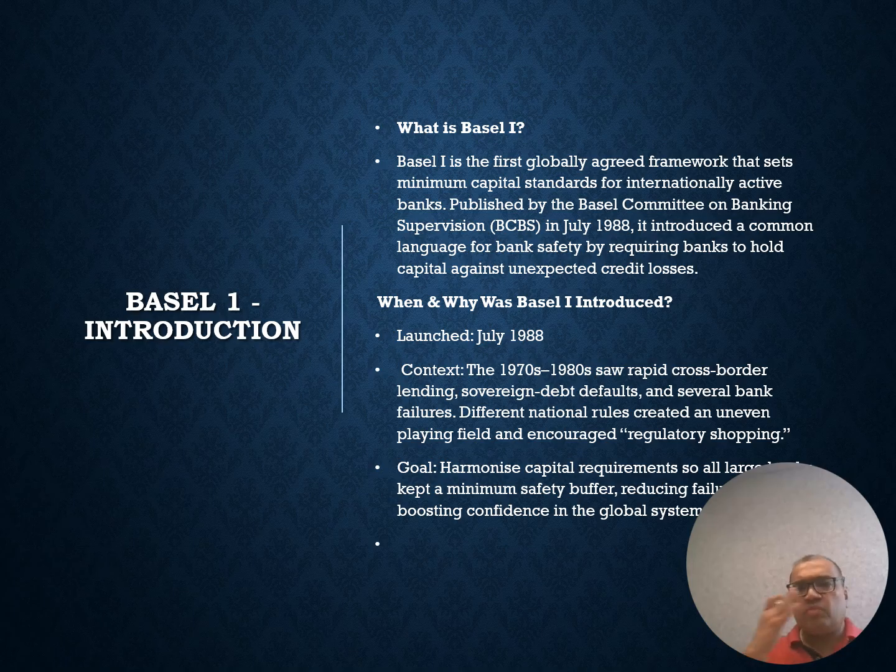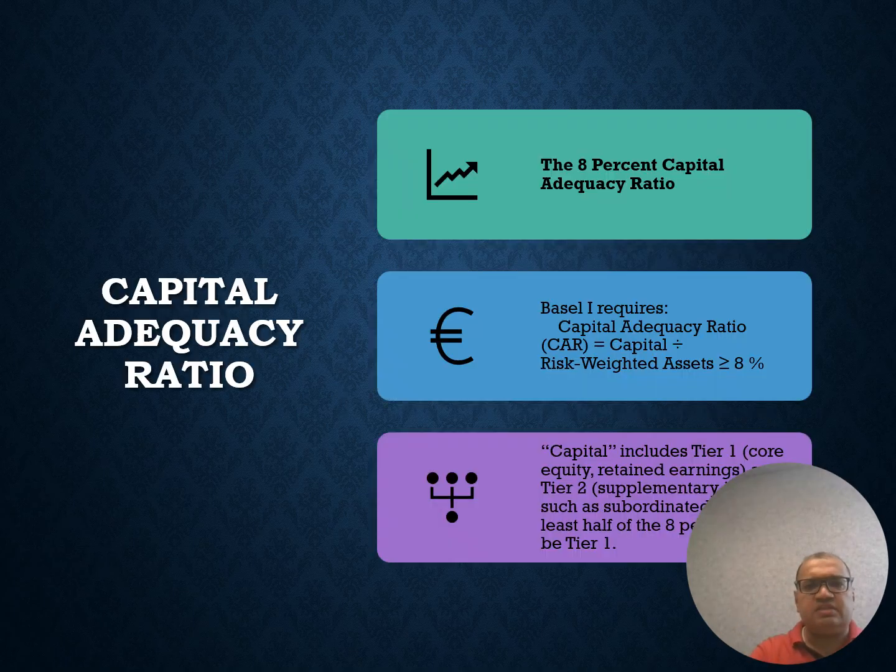So what the banks were required to do was to have a capital adequacy ratio, which was primarily based on the assets and the type of assets. They were supposed to hold certain percentages of those assets as capital.